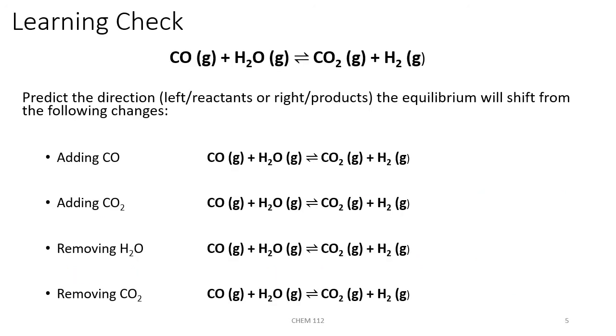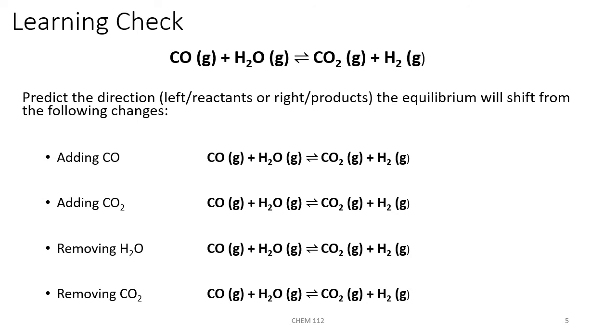For the reaction of carbon monoxide plus water forming CO2 plus H2, predict the direction, either to the left, the reactant side, or the right, the product side, the equilibrium will shift from the following changes. Adding carbon monoxide, so adding CO to our system.